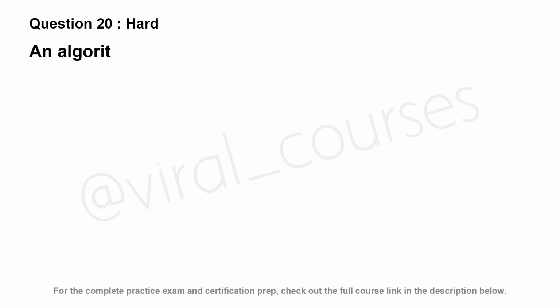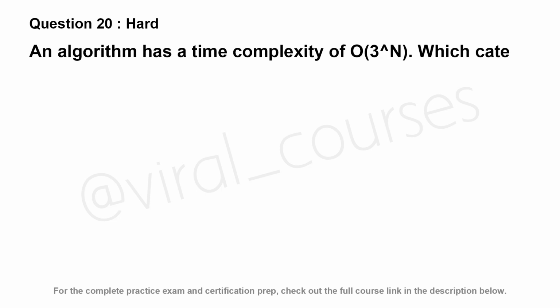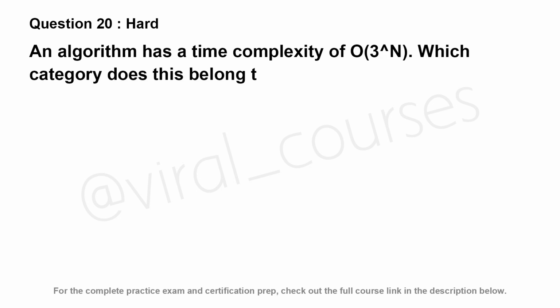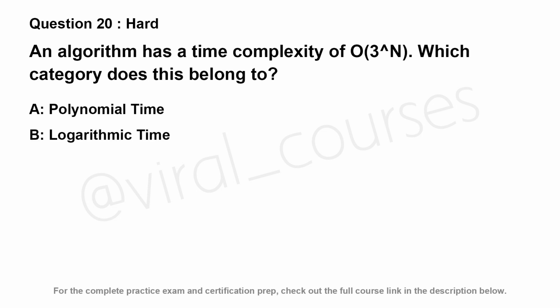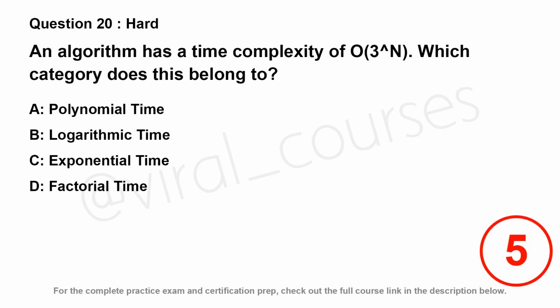An algorithm has a time complexity of O(3^n). Which category does this belong to? Option A, polynomial time. Option B, logarithmic time. Option C, exponential time. Option D, factorial time.